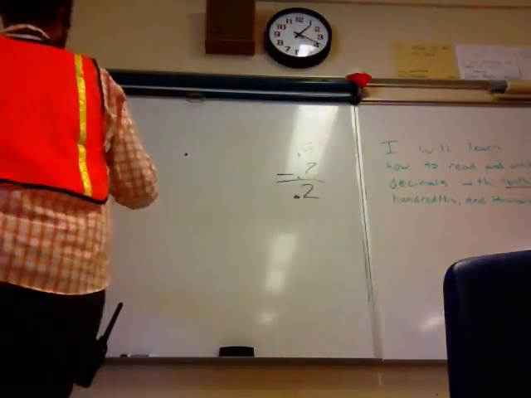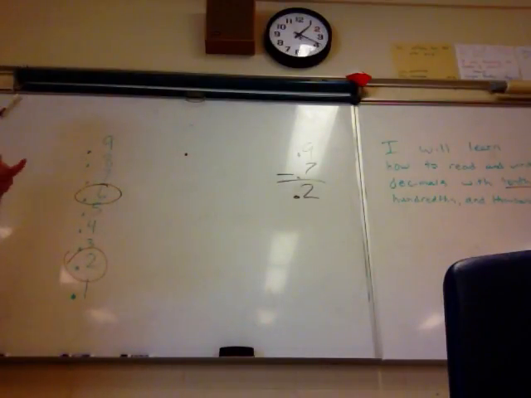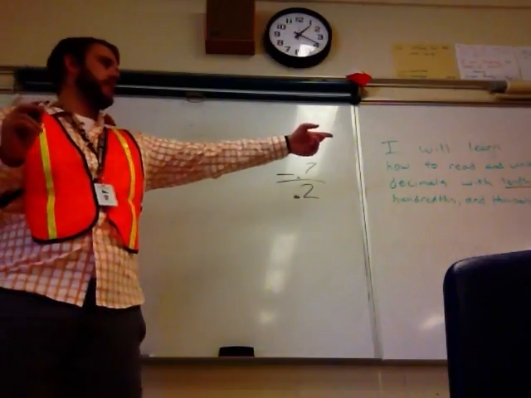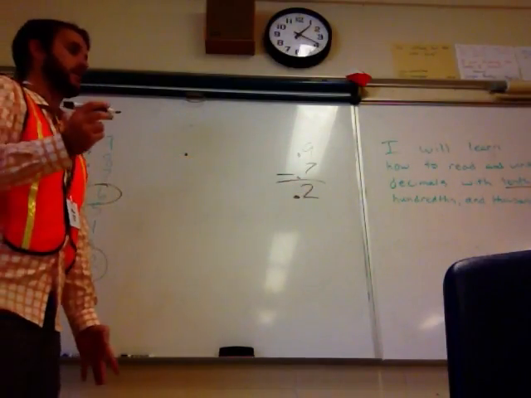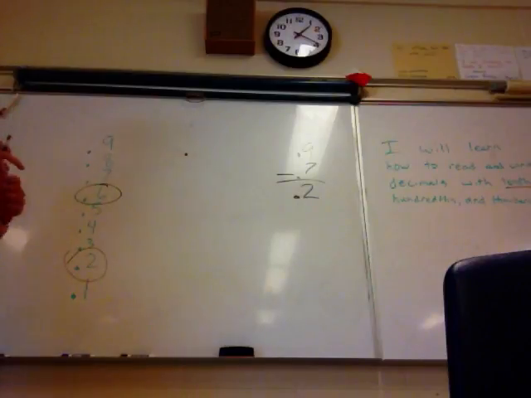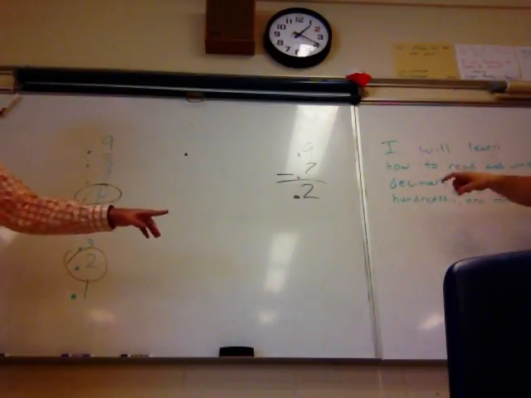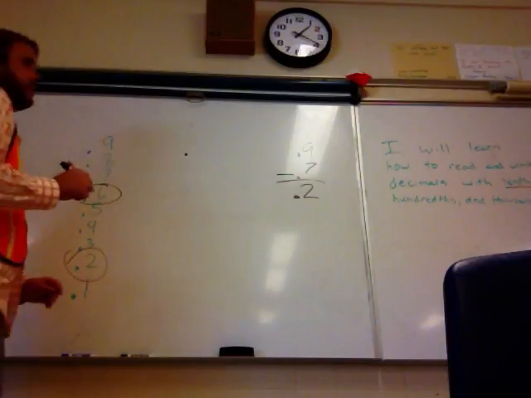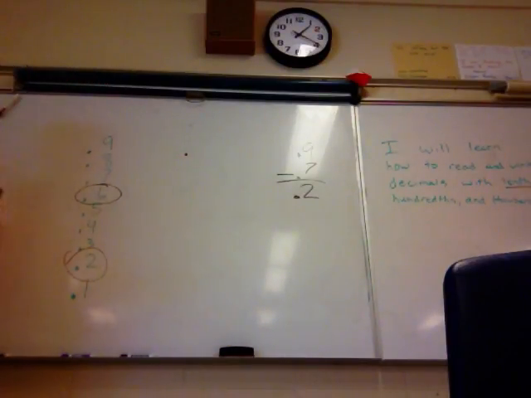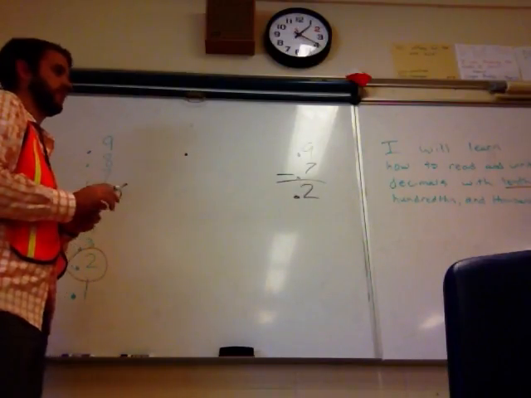Okay, if we look at a number like we did with the tenths, what is next on our list? Hundredths. All right, so let's read that goal together. Let's skip tenths and skip thousands. I will learn how to read and write decimals with hundredths. So how many digits are we going to have in our decimal if we're talking about hundredths? Raise your hand. 2, yep.